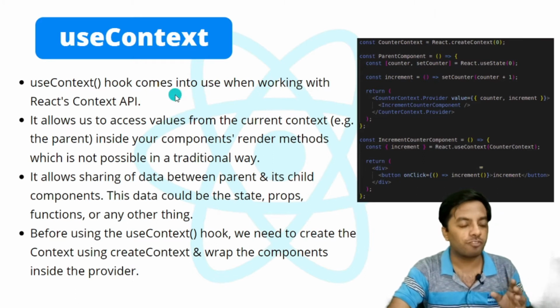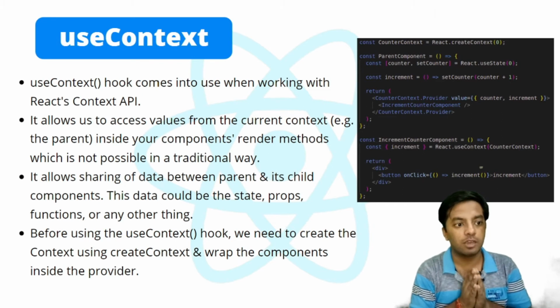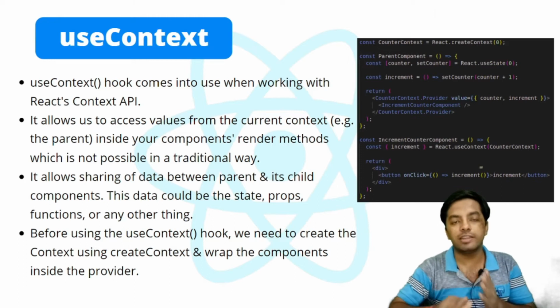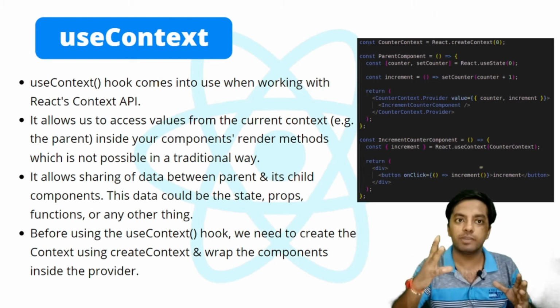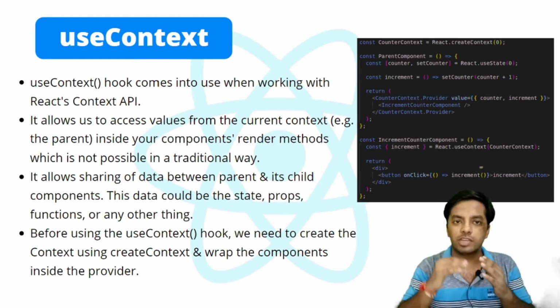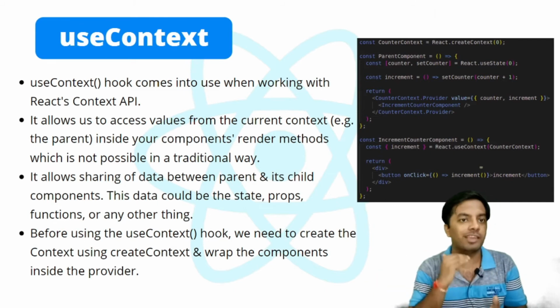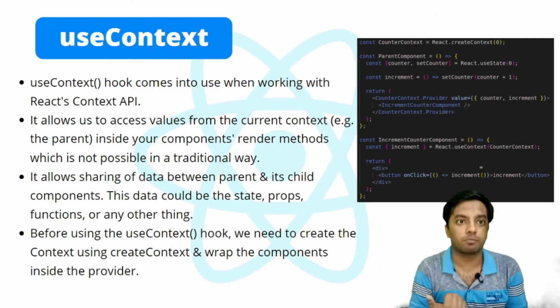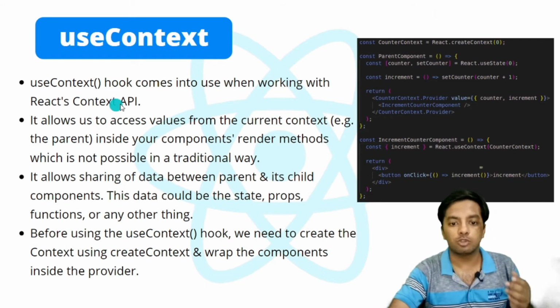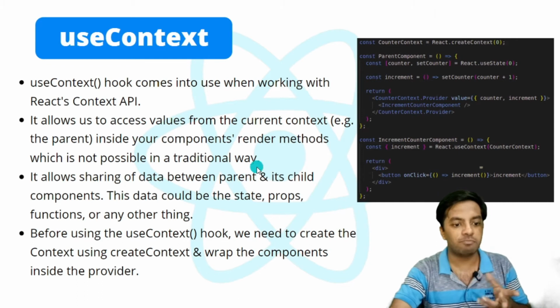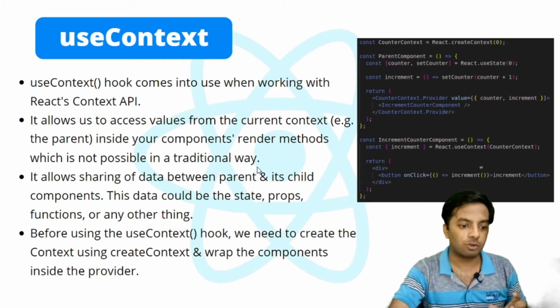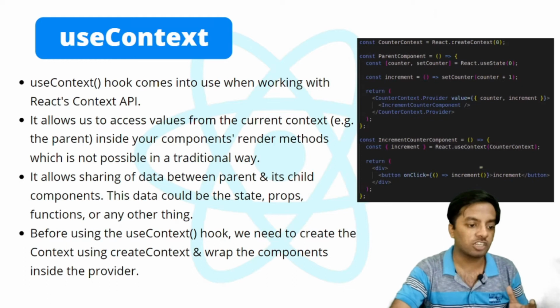If you are familiar with the React context API, then you are also familiar with the concept of context. What context basically does is provide a state variable type of value. It provides us a global state, which could be accessed by different components. So a value that is used by the parent could be accessed by its child without passing that value as props. This is like a global state. The useContext hook allows us to use those values. It allows sharing of data between a parent and its child components. This data could be state, props, functions, or any other thing.